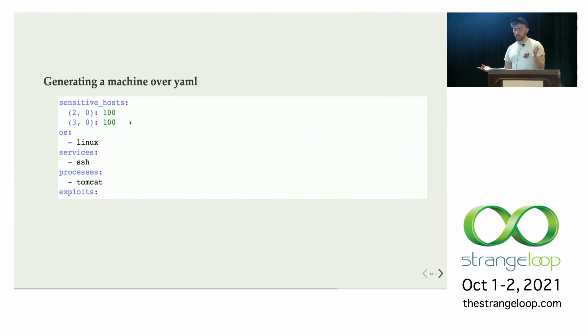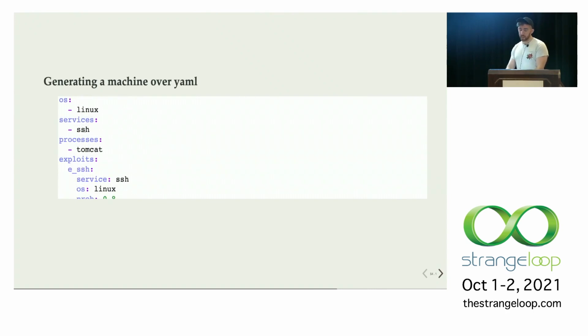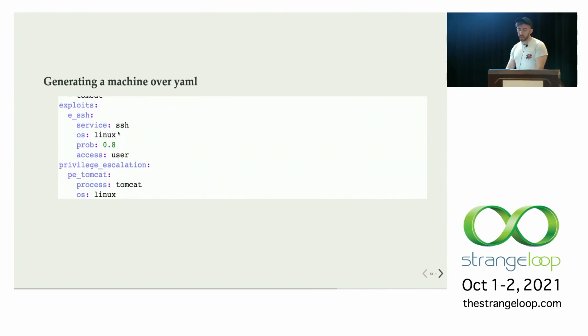So you can generate a machine over YAML. It's kind of easy. We'll look at the salient points. For example, we can say this host is running SSH. It has an exploit that it's vulnerable to, which is this SSH exploit. It's a Linux-specific one, and if you run the SSH vulnerability, there is an 80% chance that it's going to be successful. And implied in this, but not stated, is if you run an FTP exploit against an SSH service, that's 0%, right? We're not going to let that happen.